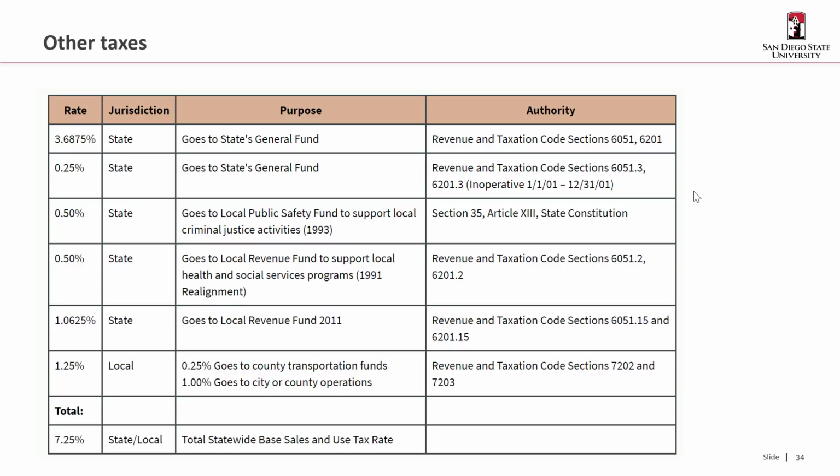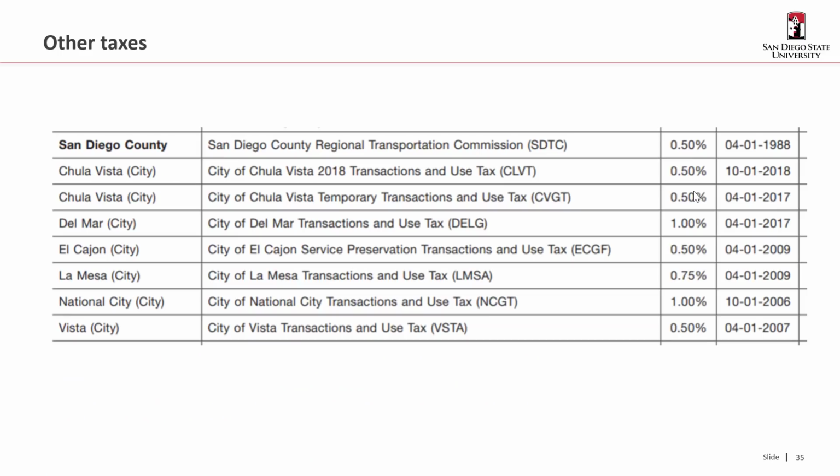Additional cities layer additional tax on top of that. So you can see that in San Diego County, there's a 0.5% tax. That takes us to the 7.75 that we're used to seeing everywhere in San Diego County. And then you can see some of these additional fees, like the City of Del Mar transactions and use tax, the National City transactions and use tax of 1%, and La Mesa's as well.